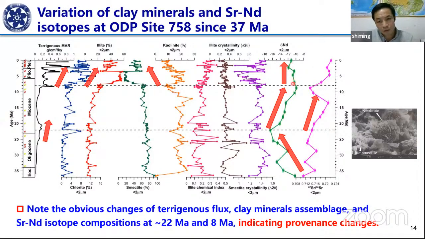And moreover, the lithium isotopes became more negative between 37 and 22 million years, and became positive between 22 and 8 million years, and then remained relatively stable since 8 million years. In contrast, strontium isotopes show a different pattern, an increasing trend since around 22 million years. And overall, we can see significant provenance change at two times: one is 22 million years and the other is 8 million years.